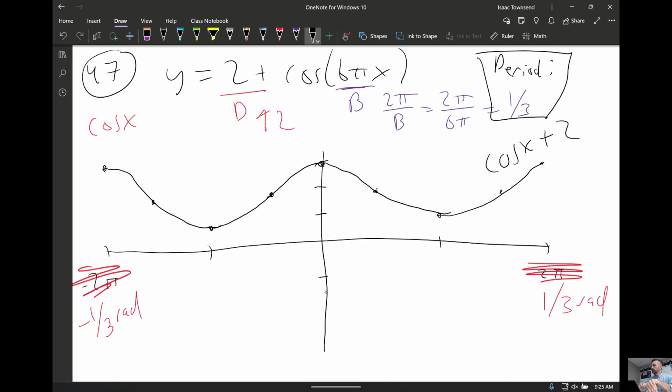Okay, anything more specific about 47? Anybody else that was going to ask about 47 have something else before it goes away? All right, what else from the book?